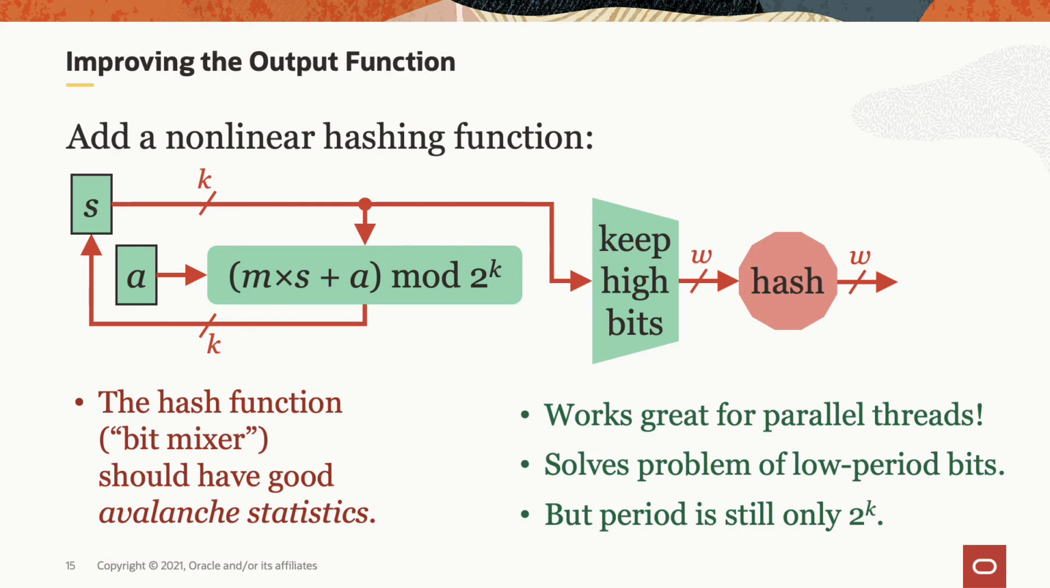After the linear congruential generator, we add an additional hash function to the output function. Think of this hash function as a bit mixer. Ideally, it has good avalanche statistics so that whenever any bit that comes into it is changed, half of the output bits tend to change. This generator works pretty well for parallel threads, and it solves the problem of low period bits because it allows the high period upper bits to affect the low period bits through the use of the hash function. But the period is still only 2 to the K.